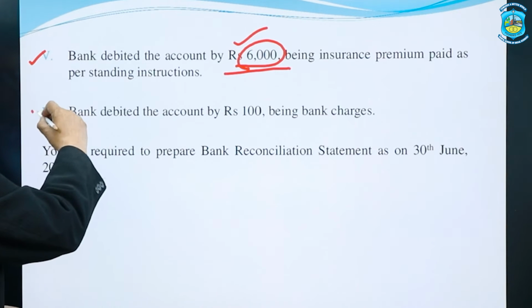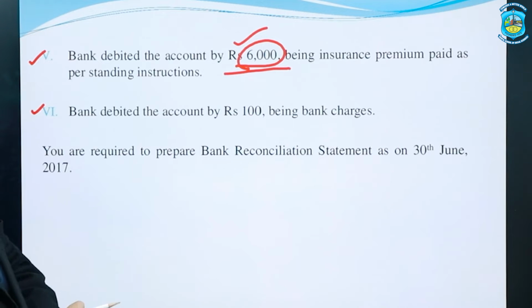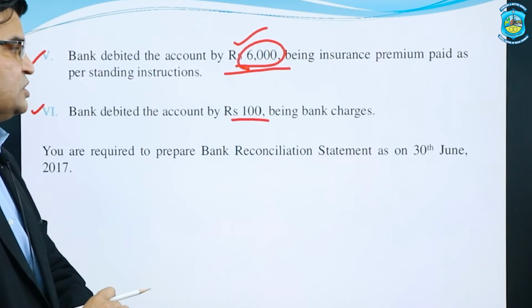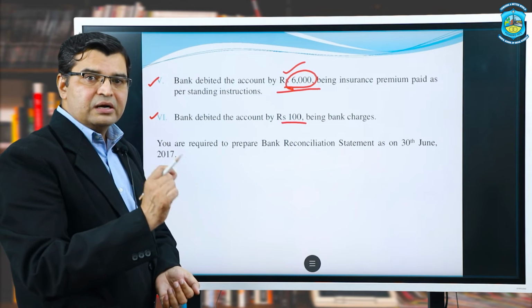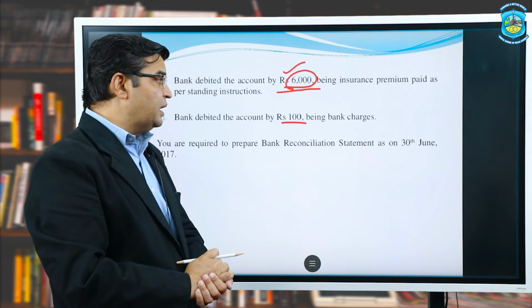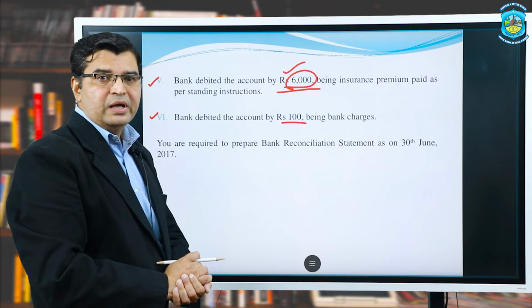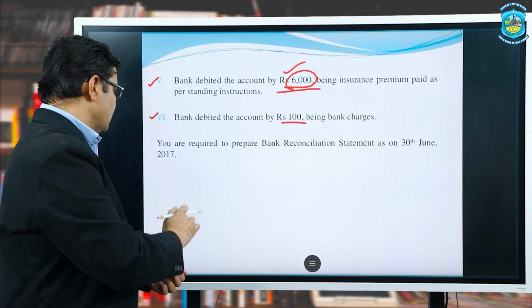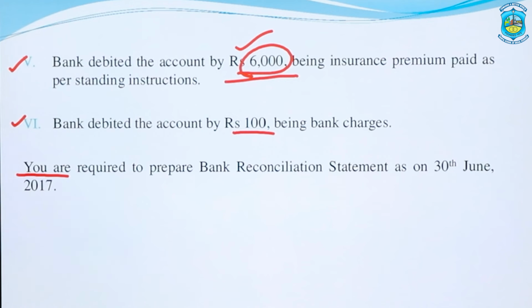Then sixth point is bank debited the account by rupees 100 being bank charges. Actually this is our expense and bank is charging rupees 100 and this 100 rupees has been debited by bank from our account. So our account has been reduced in comparison with the cash book. Here it has been asked, we are required to prepare your bank reconciliation statement as on 30th June 2017. Now, we will prepare your bank reconciliation statement so that we can reconcile the differences between both the books, that is cash book and passbook.